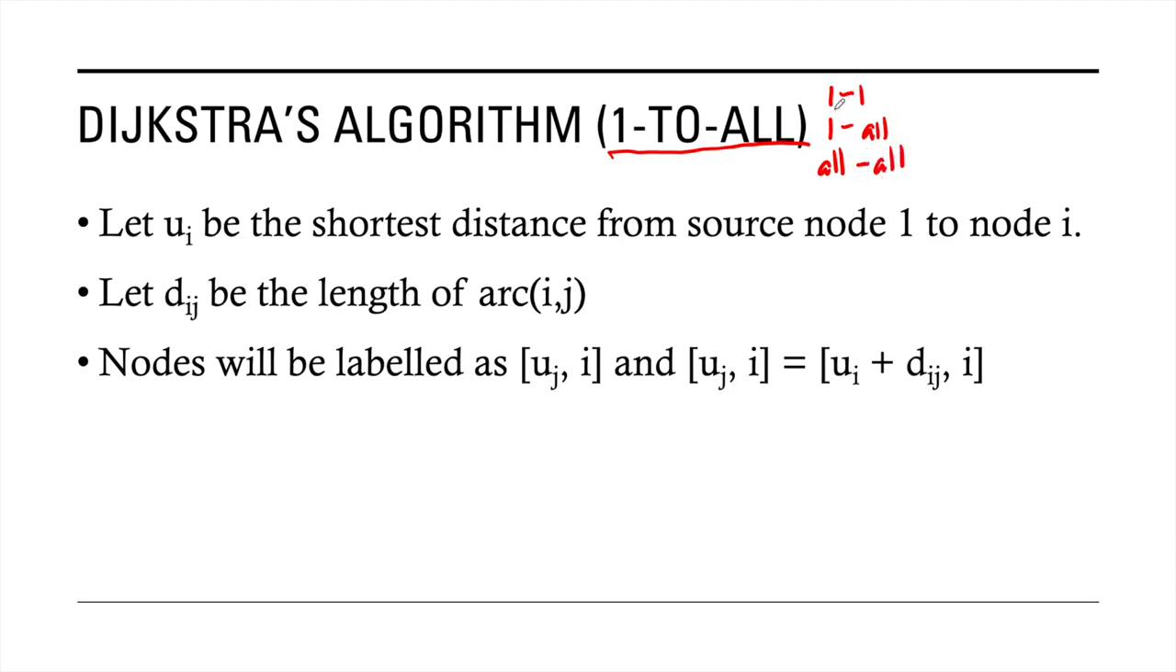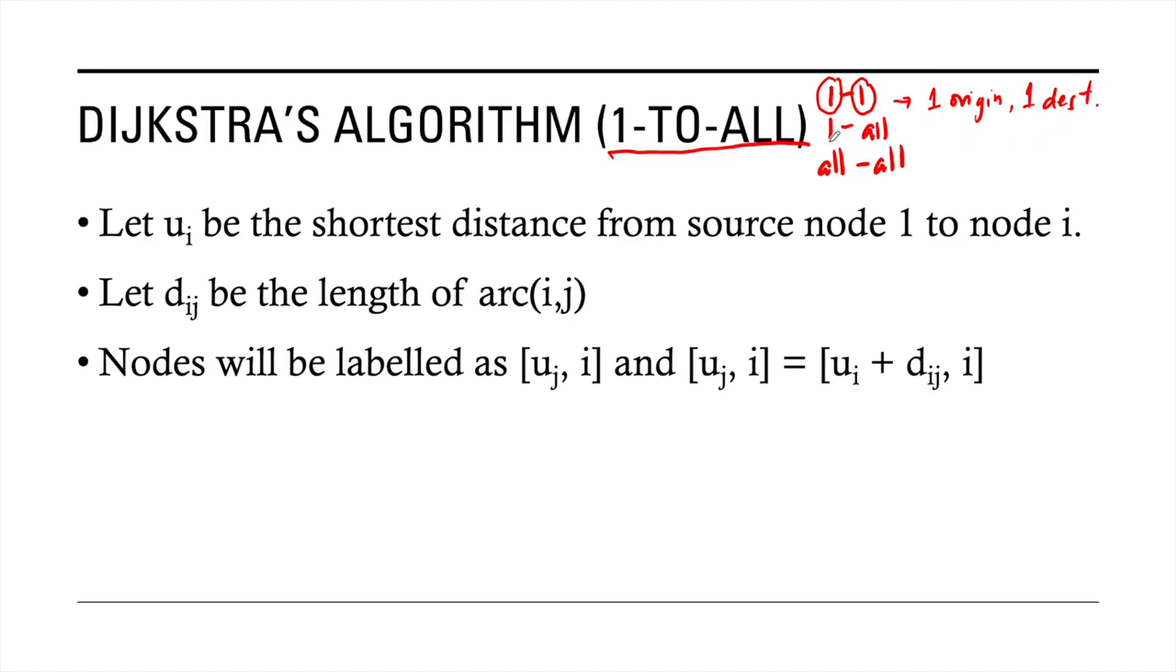Now, what do these terminologies mean? What is one-to-one? An algorithm is a one-to-one algorithm if it is able to show you the shortest path from one single node to one destination node. So if an algorithm is one-to-one, then you can only get the shortest path from one origin and one destination.